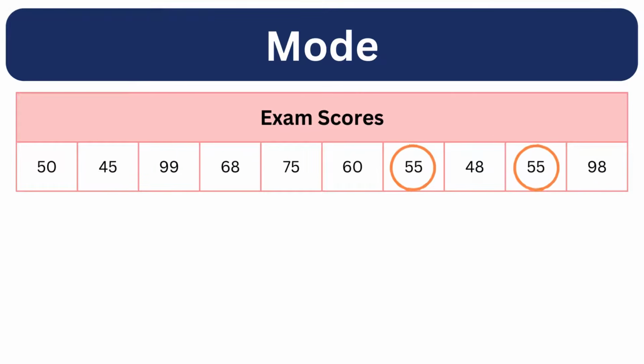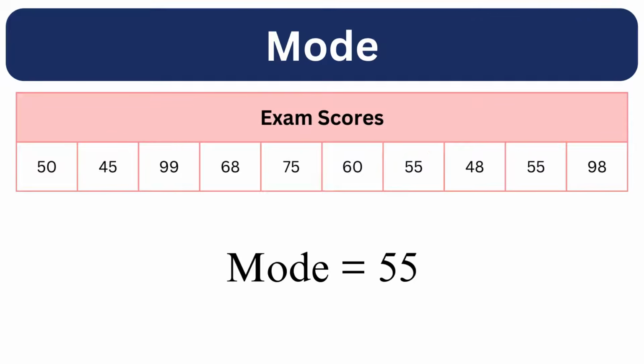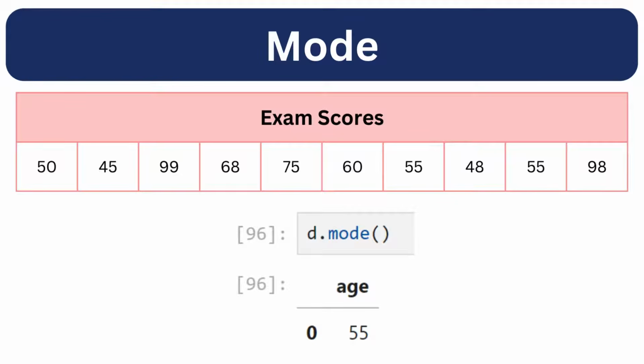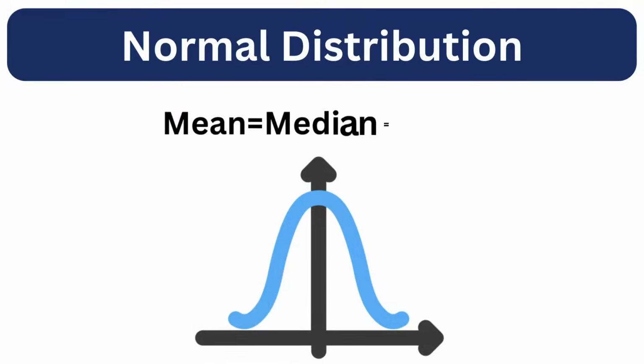Now let's talk about mode. Mode is the most frequent value in the dataset. In our case, the number 55 appears twice, while all the other values appear only once. So this is mode. The mode is particularly useful for understanding the most common occurrence, especially in the categorical data.